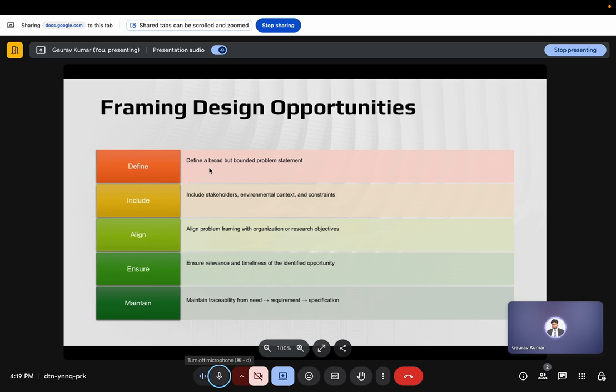As I have written in the slides, define a broad but bounded problem statement, include the stakeholders and environment constraints, align the problem framing with organizational or research objectives, and ensure the relevance and timeliness of the identified opportunity. Maintain traceability for needs, requirements, and specifications. If you cannot trace a requirement to a need or a test to a spec, the chain will be weak.